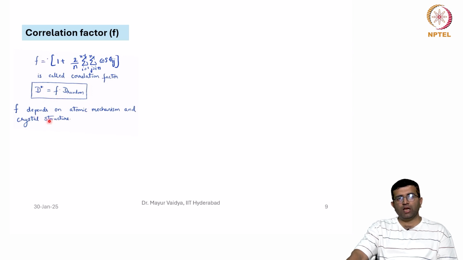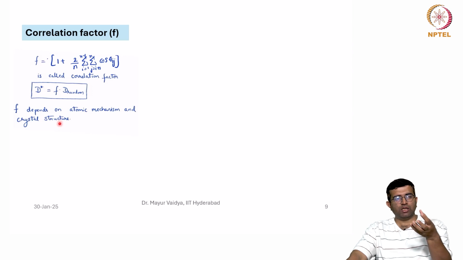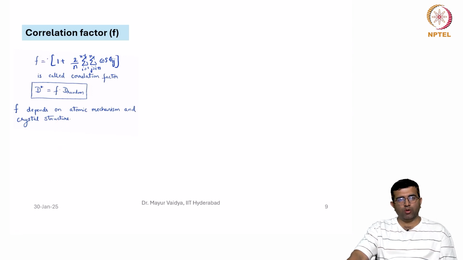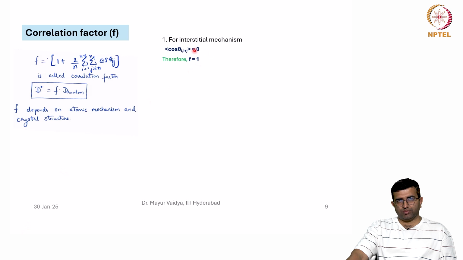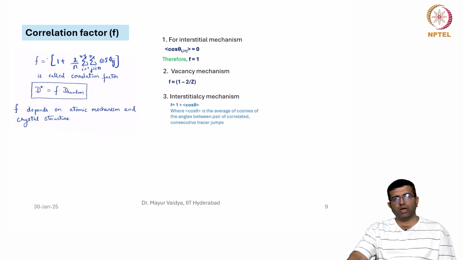So, this correlation factor depends upon the atomic mechanism and the crystal structure. For example, for interstitial diffusion, F is equal to 1, whereas for a vacancy mechanism, F is less than 1, and it depends upon which crystal structure we are talking about. So, we saw that the average of cos theta i+j is 0, and therefore, F is equal to 1 here. For the vacancy mechanism, it can be approximated to 1 minus 2 by z.